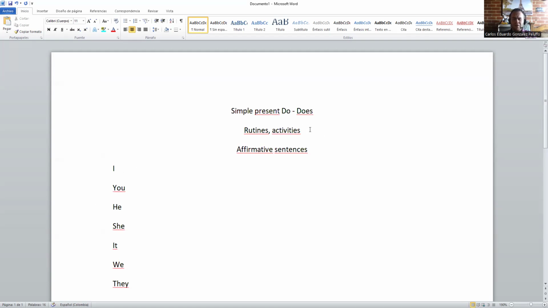Let's choose a verb. Let's talk about the verb to pray. Let me type it, to pray, in the infinitive. In affirmative sentences, when you have a third person singular, the verb has an S at the end. But first, if we have all kinds of subjects except third person singular, the verb is in base form.